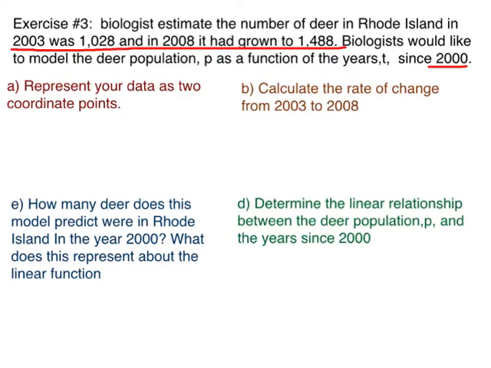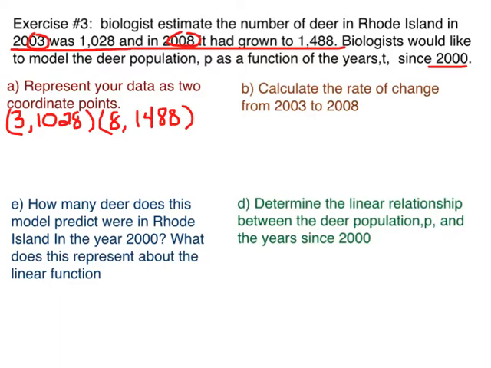For wherever I see my 2003 and my 2008, I'm going to just go ahead and use the ending part of the year. I'm just going to use 3, and then I'm going to use 8. So I'm going to have the point 3, 1,028, and I'm going to use 8, 1,488. Okay? Those are my two coordinate points. Notice that the 3 represents 2003. The 8 represents 2008. Calculate the rate of change from 2003 to 2008.